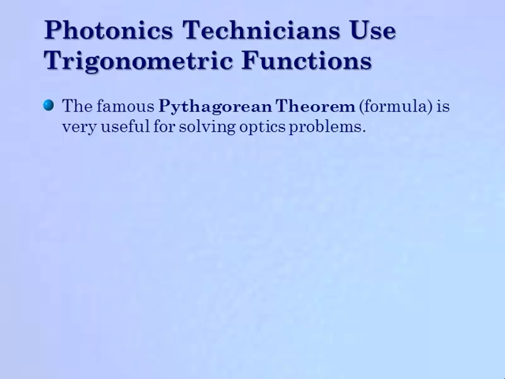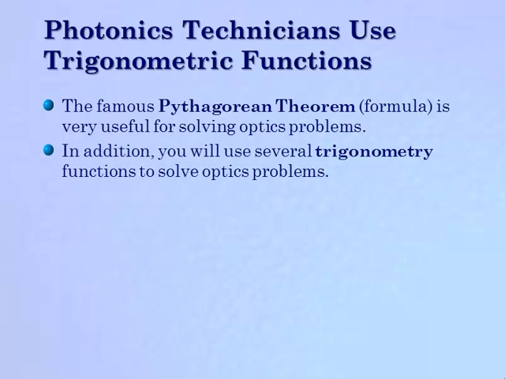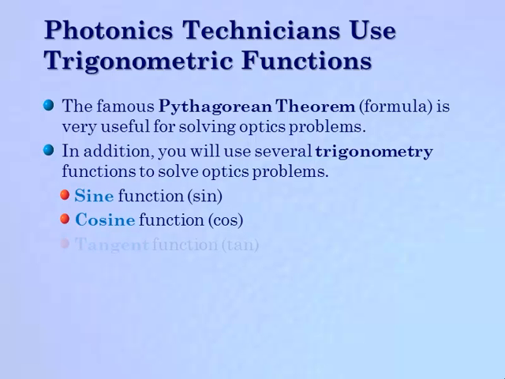The famous Pythagorean theorem is related to that because it has right triangles in it, and it's very useful for solving object problems. In addition, you will use several trigonometry functions to solve object problems. For example, the sine function, the cosine function, and the tangent function.